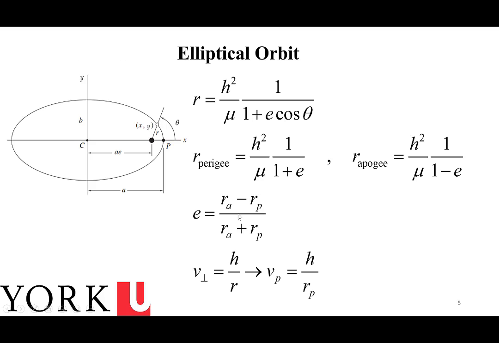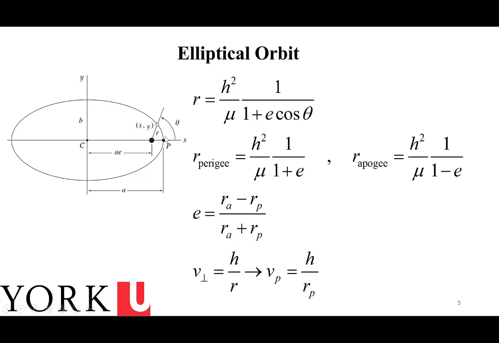Okay, let's go to the elliptical orbit, which is a little more complicated. There are 2 critical points in the elliptical orbit, and they are apogee and perigee. Perigee is the closest point of the orbit to the Earth, and the apogee is the farthest point from the Earth. At these 2 points, the radial velocity is 0, and the spacecraft only has the vertical velocity.